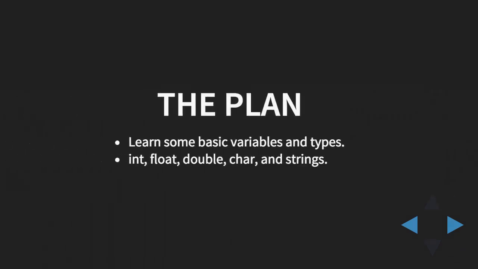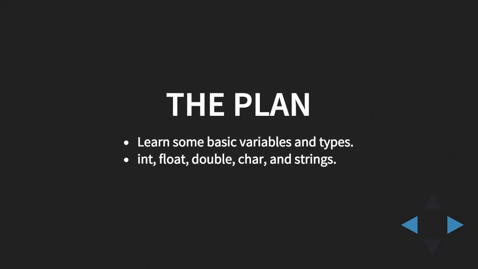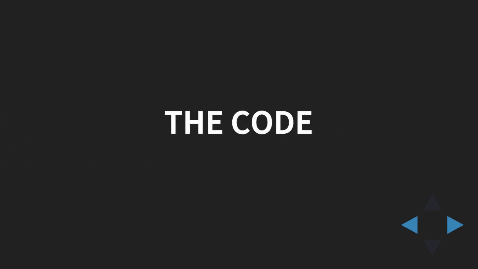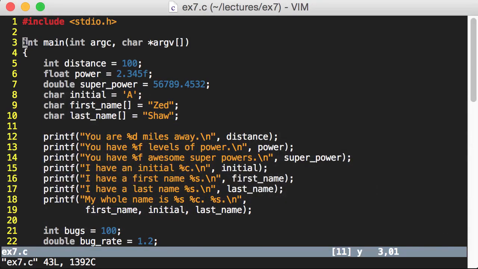But I'm going to go through the code right now, and we're going to cover ints, floats, doubles, characters, and then strings. Strings are a little odd in C, so we're going to have some fun with that. And then after that, we're going to break it. So let me just go through the code.